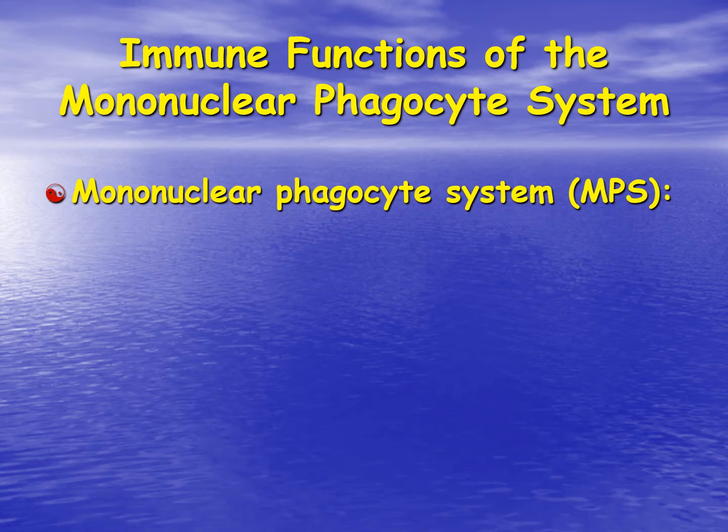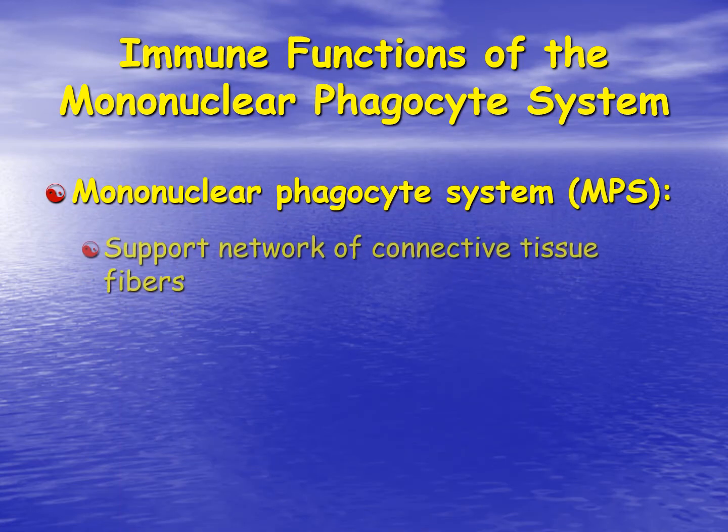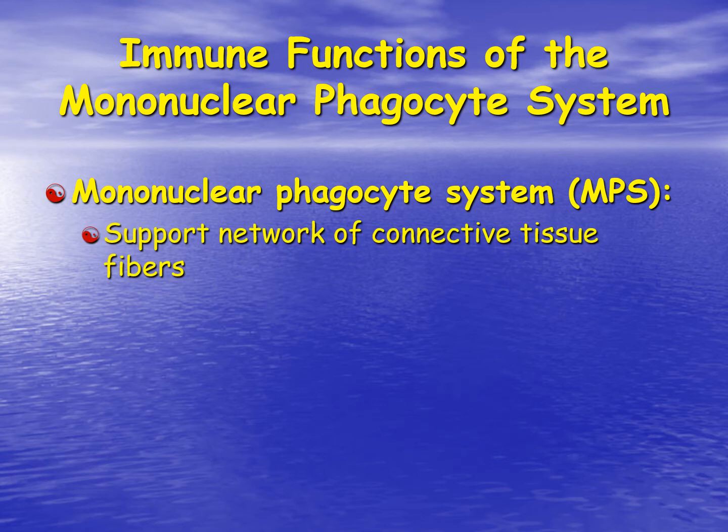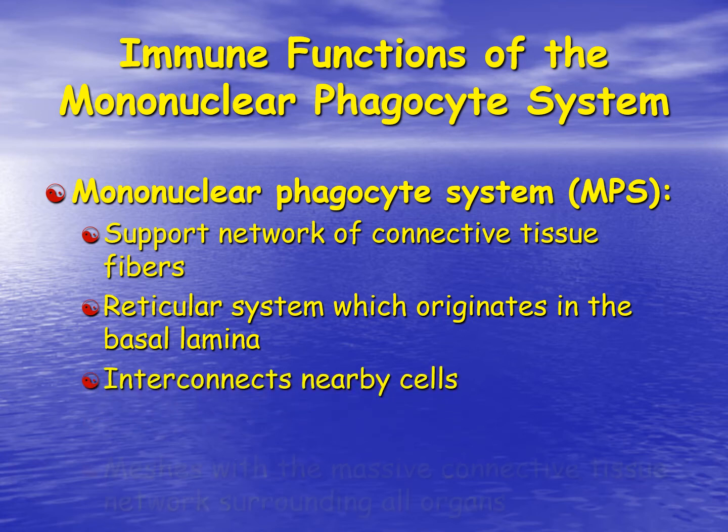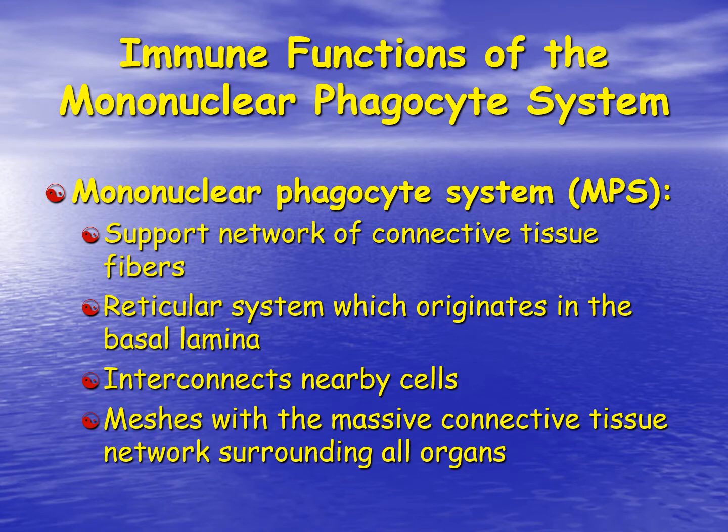So what is the mononuclear phagocyte system? This is a supporting network of connective tissue fibers, and this is known as the reticular system. It originates in the basal lamina of the connective tissues. It interconnects nearby cells within tissues and meshes with the massive connective tissue network surrounding all organs.